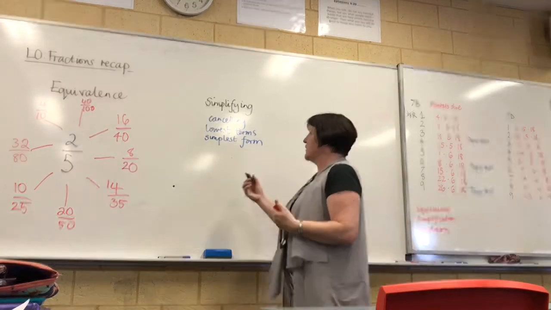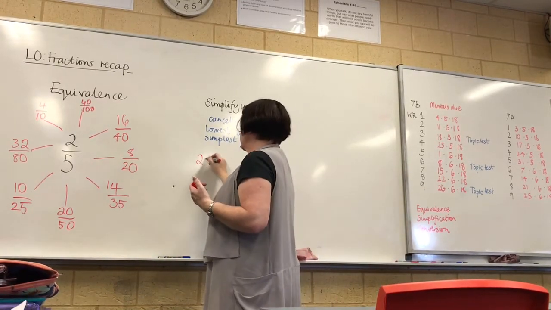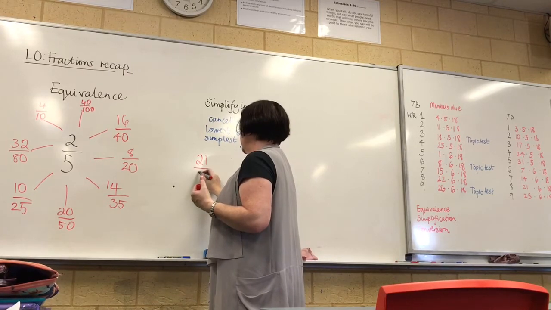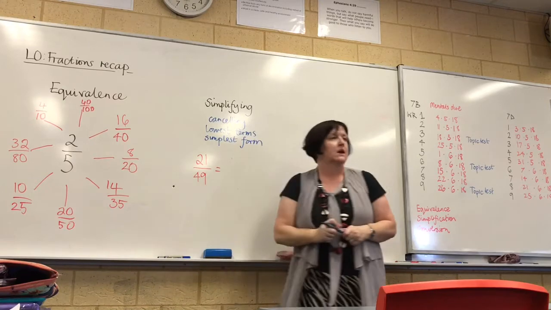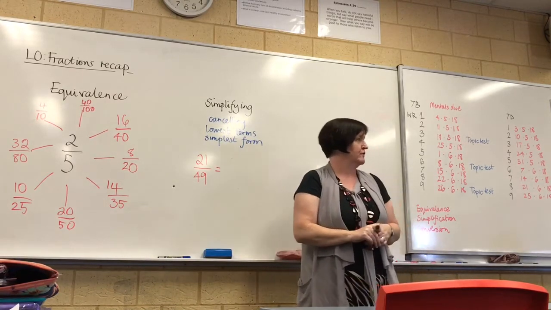So if we have something like 21 over 49, what do we need to look for?